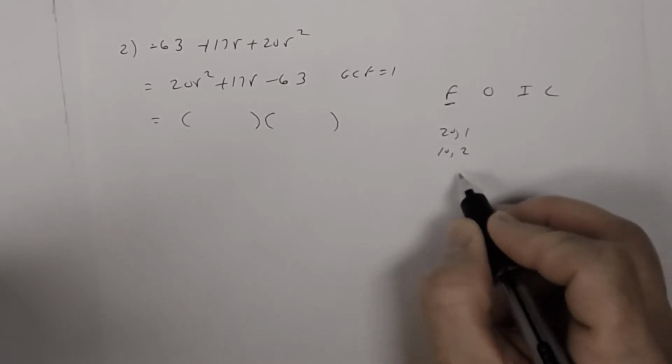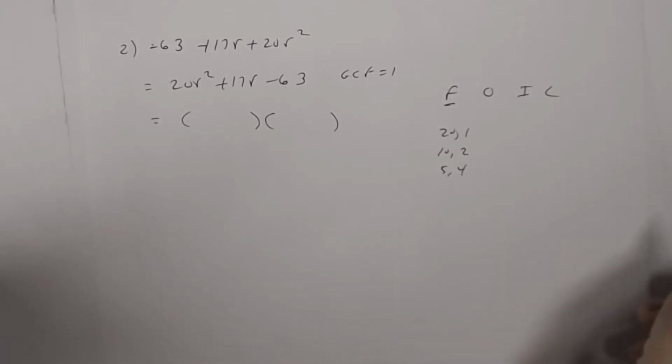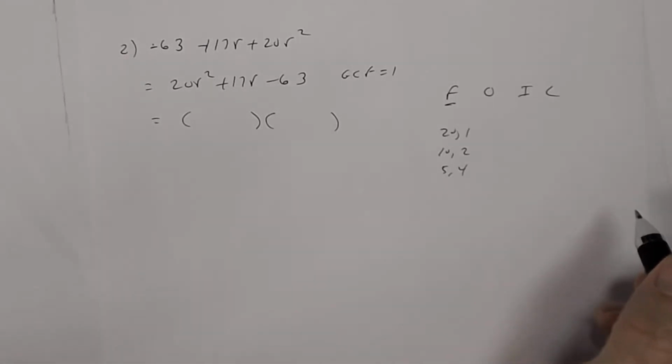There's 10 times 2, there's 5 times 4, right? And it looks like that's all the possibilities. So those are 3 possibilities. What do you want to try first?